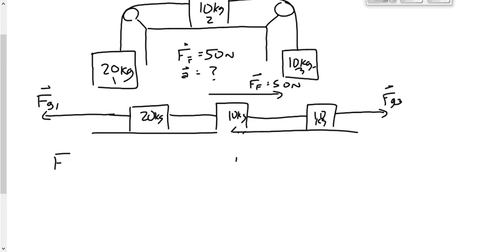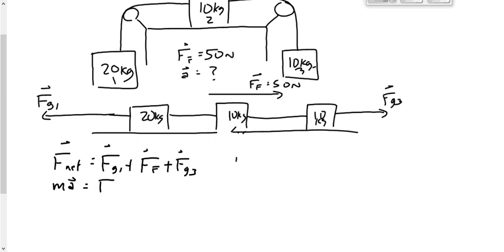Step 2 is to say F net is equal to the sum of the forces, which is FG1 plus FF plus FG3. Then I say M times A is equal to the sum of those forces. FG1 plus Ff plus FG3.